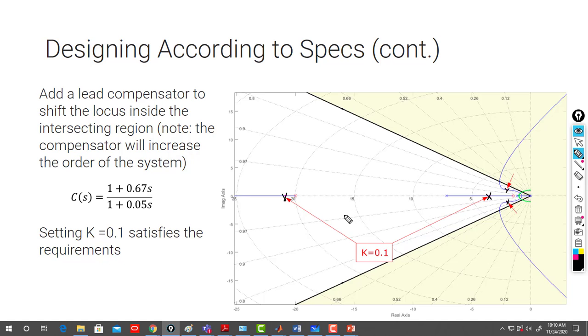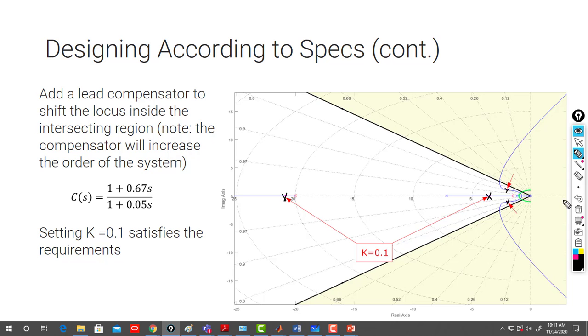So one importance of root locus is that you can put your design requirement on your root locus and design your control. So then there is a gain that satisfies my requirement. Setting k equals 0.1 satisfies the requirement. Later on we'll learn how to design this and how to find the gain k.